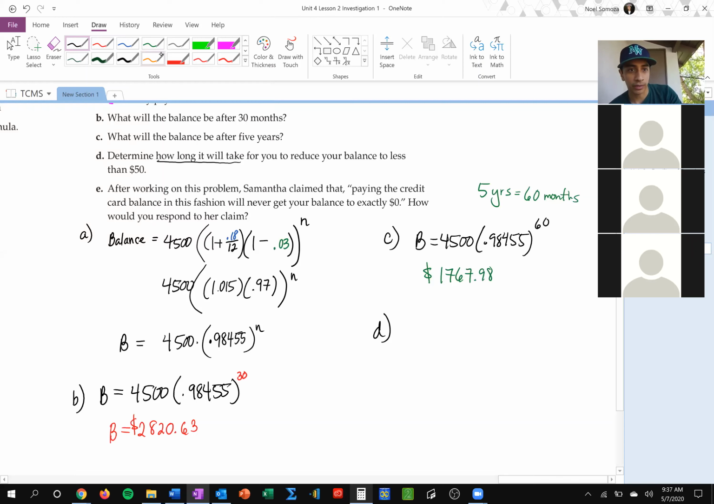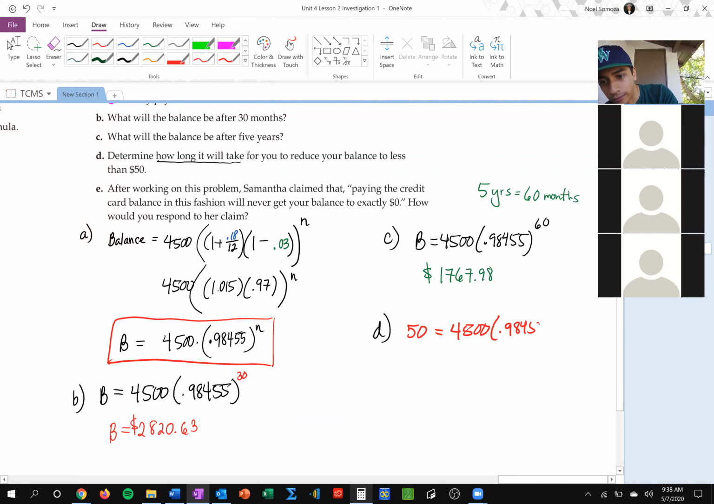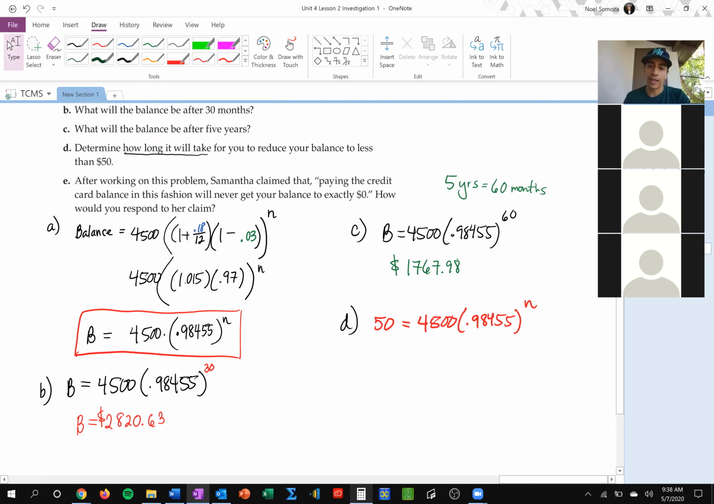Okay, so if we go back to this equation here, we want the balance to be less than 50. Well, we can probably set it equal to 50, because then it'll tell us how many months it'll take to even get to 50, and then obviously it'll have to be just a little bit longer than that. So we set the balance equal to 50, equal to 4,500 times 0.98455 to the n, and n is the thing that we're solving for this time. Now, since n is the variable and n is also in the position of being an exponent, this is where we're going to have to use some log.